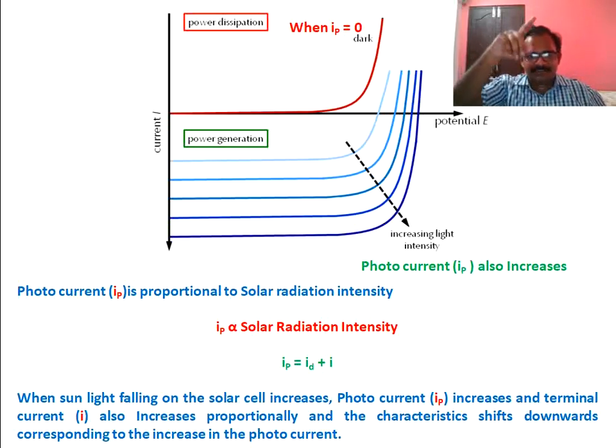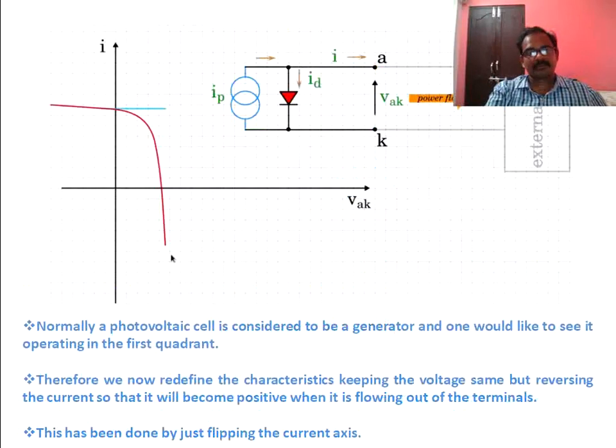Whenever IP increases, since IP is equal to ID plus I, and ID is constant, as IP increases, what happens to I? I also increases. So when sunlight falling on the solar cell increases, photon current IP increases and terminal current I also increases proportionally, and the characteristic shifts downwards corresponding to the increase in the photon current. If I keep on increasing the solar radiation intensity, IP keeps on increasing, I also keeps on increasing, so the curve keeps shifting downwards. It is about the characteristics of a solar cell, right?